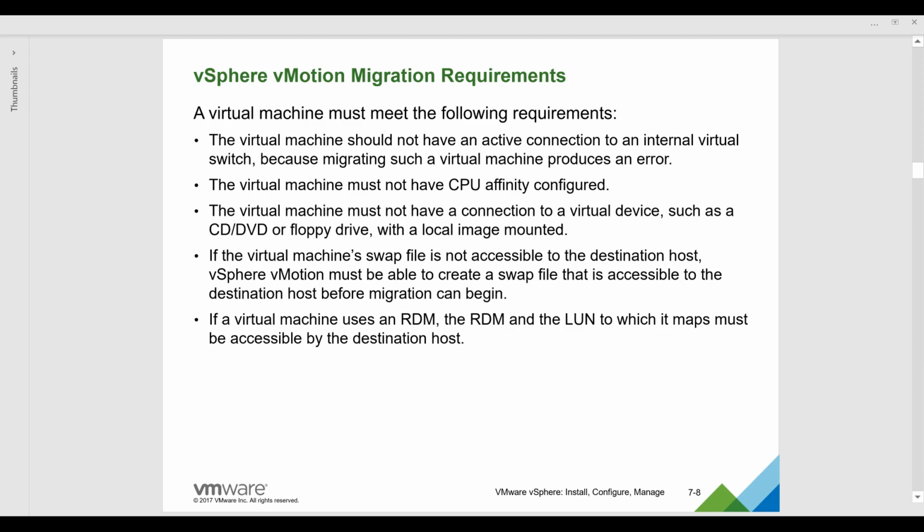Another thing to note too, if you've moved your swap file for the VM to another location, if it's not acceptable, then vMotion must be able to create a swap file that's accessible on the destination host before the migration can run. And if a VM uses an RDM, the RDM and the LUN to which it maps must be accessible on the destination host.